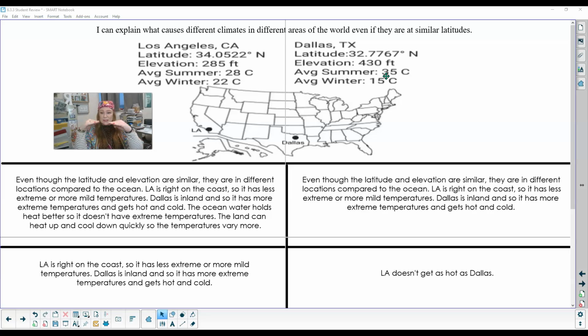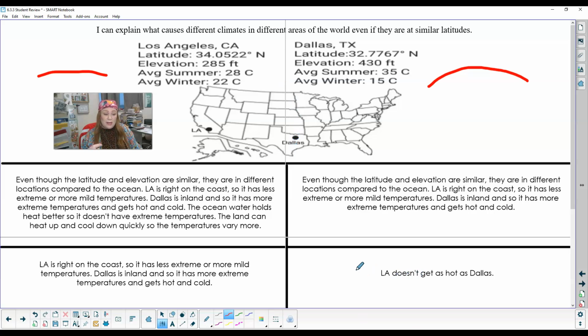So Los Angeles's climate temperatures are going to look more like that, where Dallas's might look more like that. Dallas isn't a place where it gets super, super cold either, because it's lower in the United States. But compared to Los Angeles, it does get colder and it does get hotter. So we're just trying to explain why that would be.